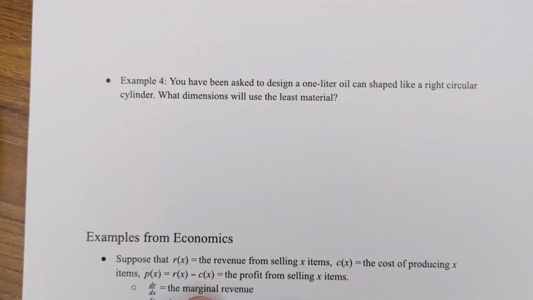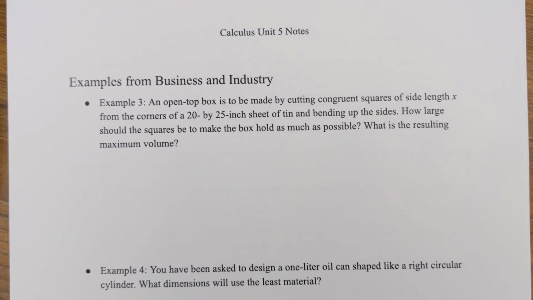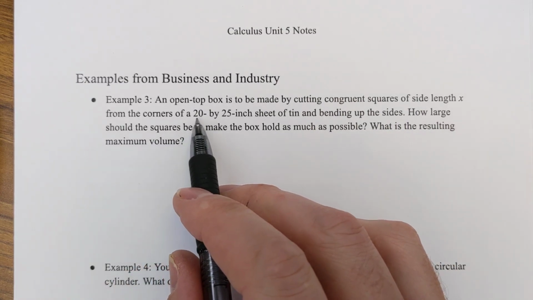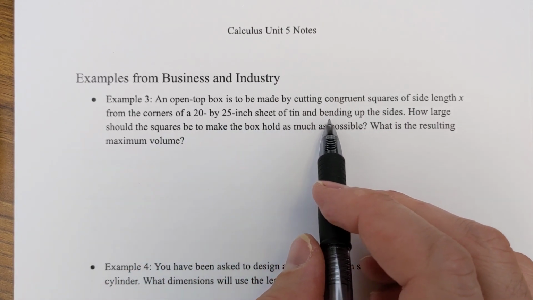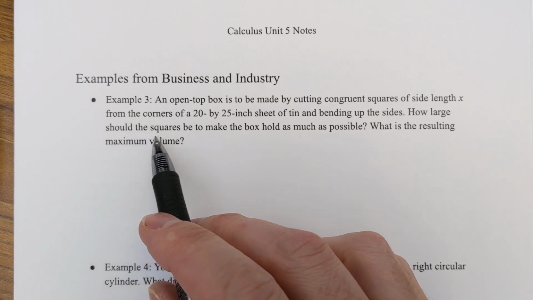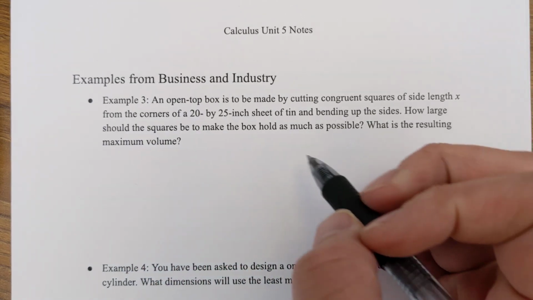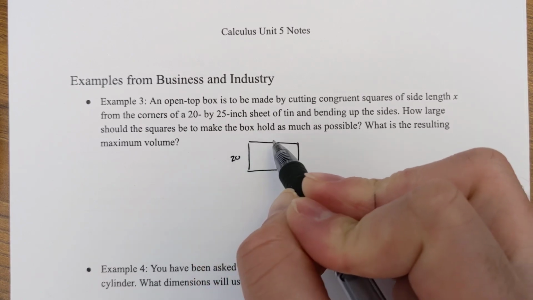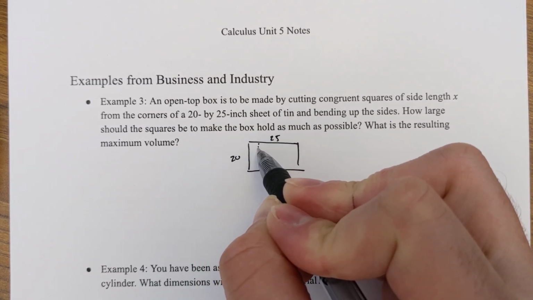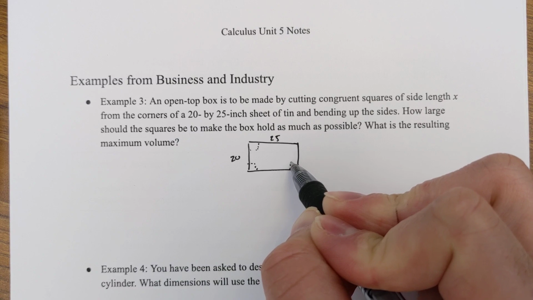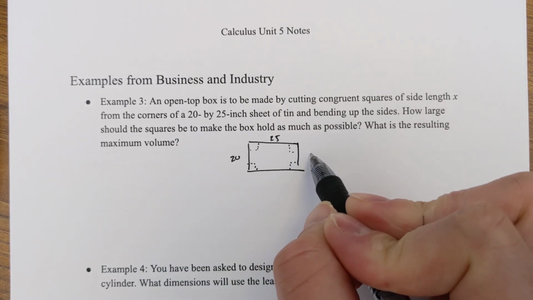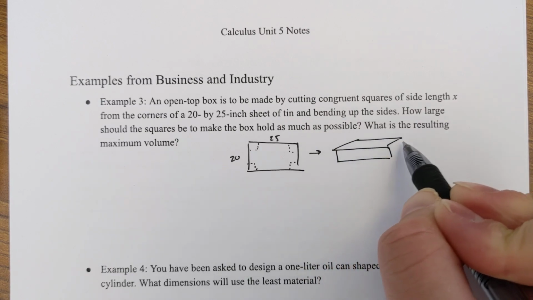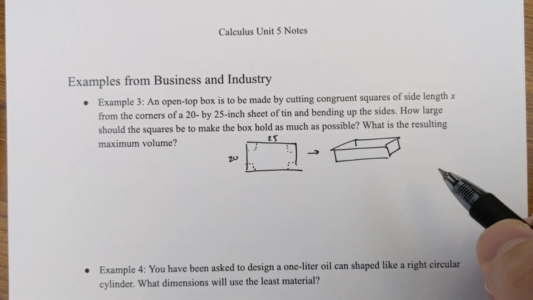Okay, so business and industry. We have an open top box made by cutting squares of side length x from the corners of a 20 by 25 inch sheet of tin and bending up the sides. How large should the squares be to make the box hold as much as possible? Essentially, I have a sheet that's 20 by 25. I'm going to cut corners of x out, and when I fold, it's going to give me a shape that looks like this, an open top box.